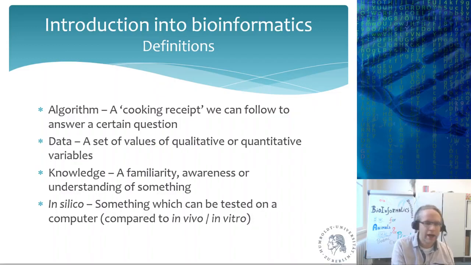So we have something called data, which is a set of values of qualitative or quantitative variables. We'll go into more detail about the definitions in other lectures, but qualitative means that you are ascribing a quality to something, like this tastes good or this tastes bad, this smells good, this smells bad. And quantitative is something that you can measure, for example the color of things, or the weight of a mouse, or the amount of yield that you get from a certain crop.